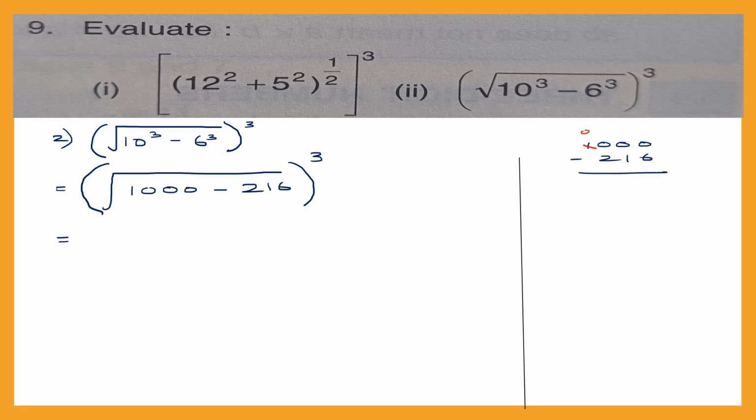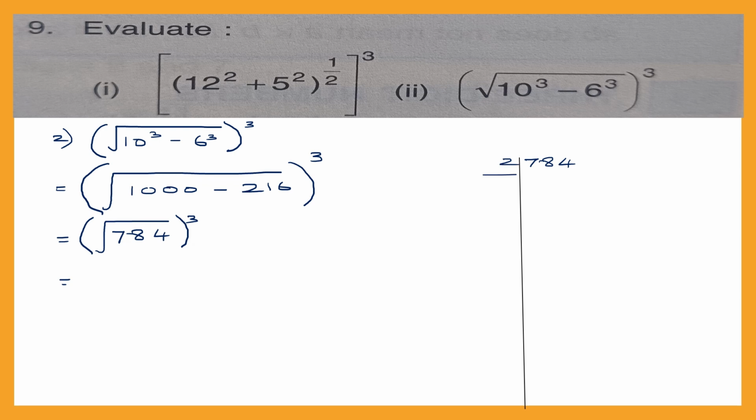So this is 0, 10, 9, 10, 9 and 10. So here we have 10 minus 6 is 4, 9 minus 1 is 8, 9 minus 2 is 7. So here we have 784 raised to the power of 3 and the square root of this, isn't it? The square root of this is raised to the power of 3. Now what is the square root of 784? We have to find the square root of that. So let's find the prime factors of 784.